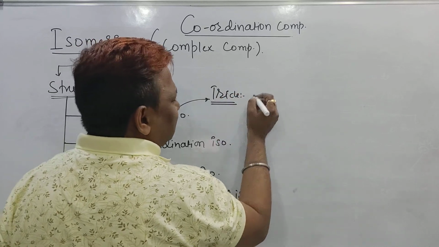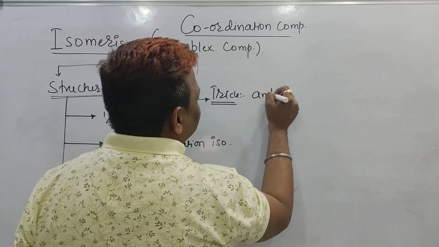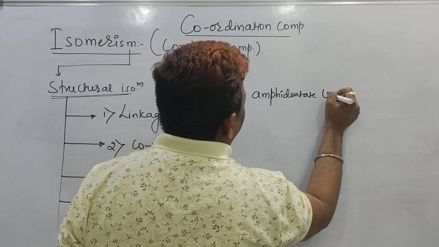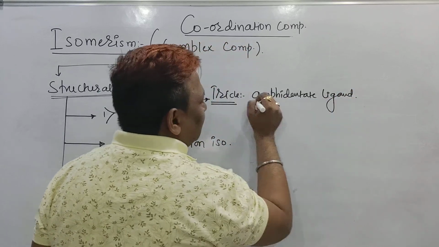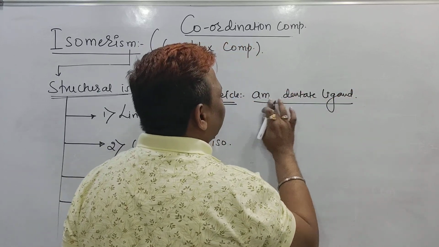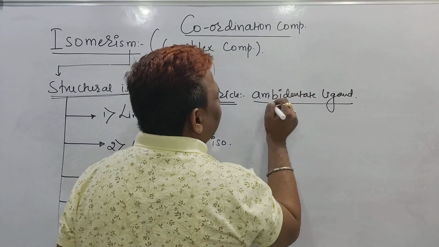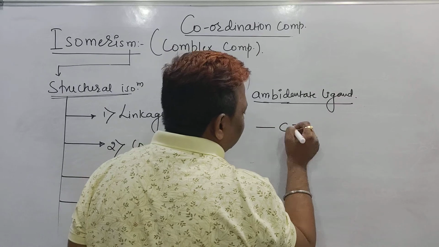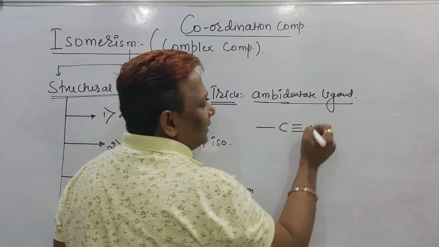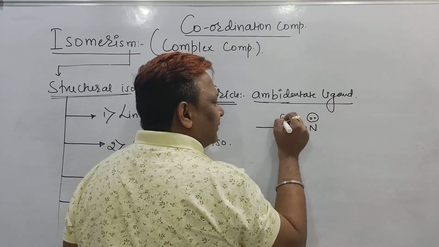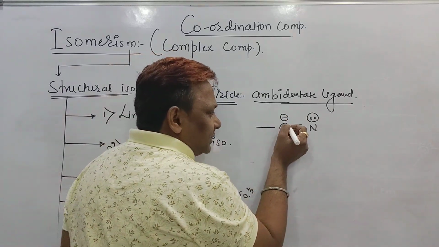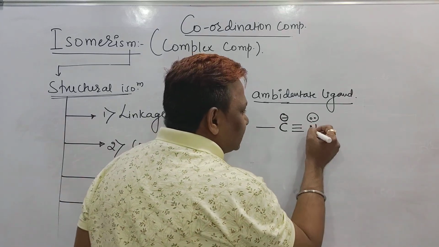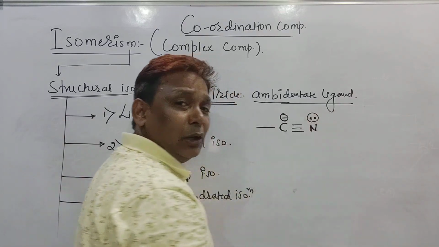Suppose any complex compound has an ambidentate ligand. What is an ambidentate ligand? The ligand which has two donor sites. Example, this is a cyanide ion. Nitrogen has a lone pair, and carbon has a negative charge. It has a tendency to donate a lone pair from carbon, and the nitrogen atom also has a tendency to donate a lone pair.